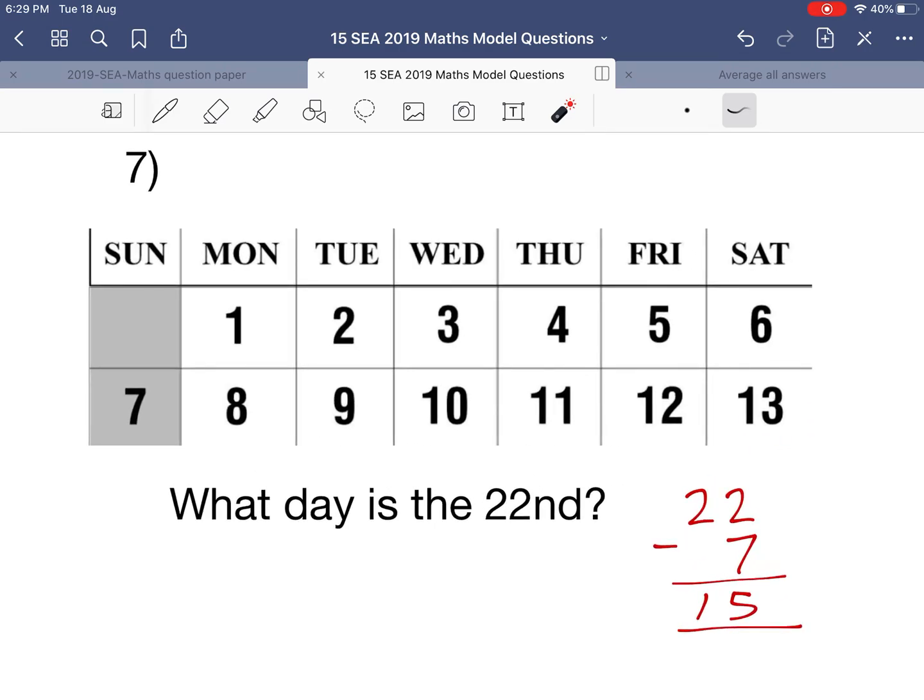So 13 plus 1 will give us the 14th. Another day, the 15th. So the 15th lies on a Monday, and we know that 15 plus 7 is 22. So 1 week from the 15th will give us a Monday as well. So the day of the 22nd is a Monday.